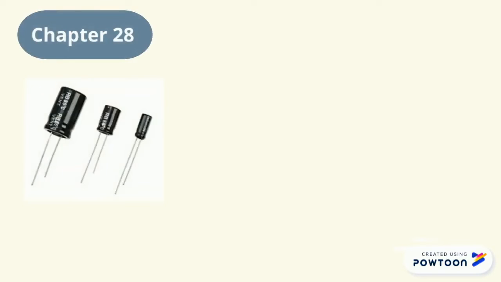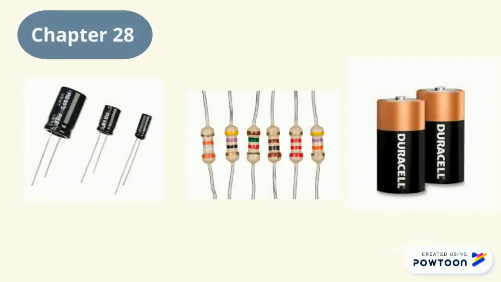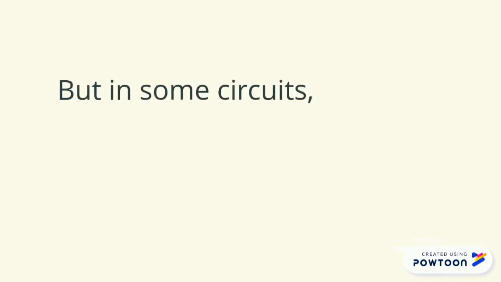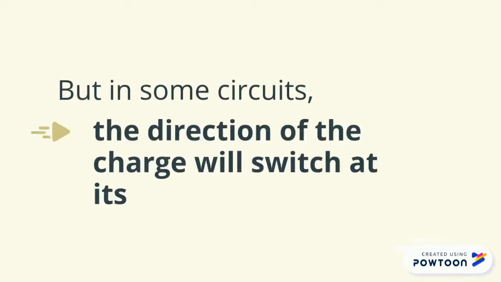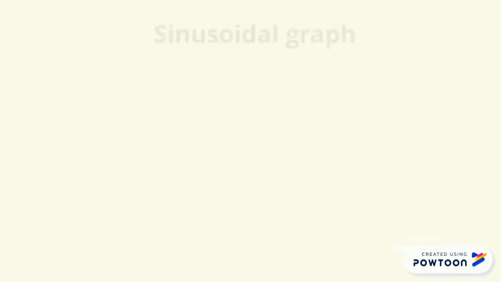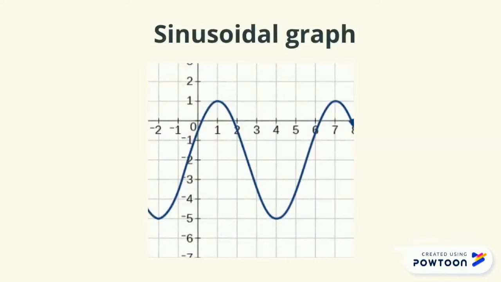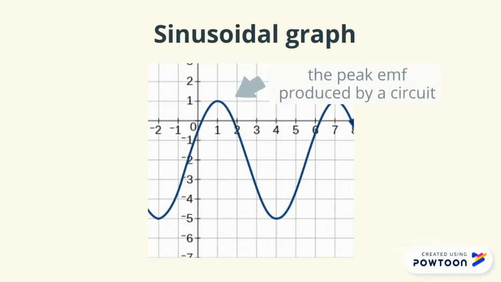Alright, so in chapter 28, we learned about how capacitors, resistors, and batteries play a role in directional circuits, as the direction of the current goes in one direction. But in some circuits, the direction of the charge will switch at its half-life, which results in a sinusoidal graph, with the peaks representing the peak EMF produced by a circuit.